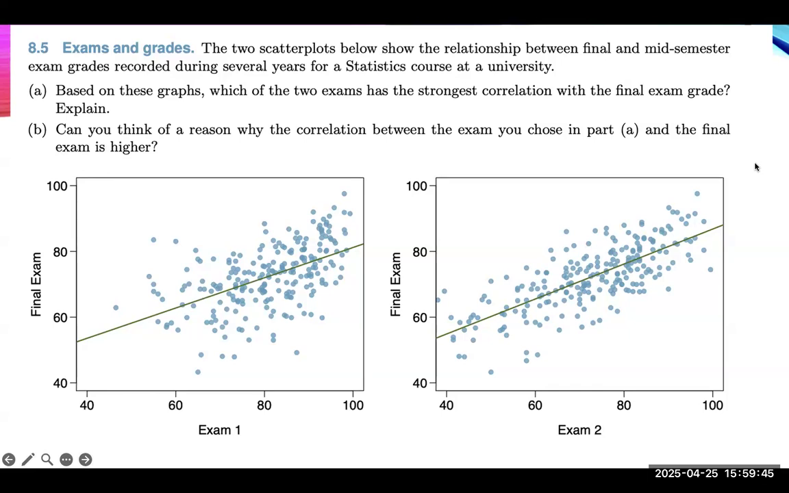The dots in the right scatter plot are closer together than in the left scatter plot. Can you think of a reason why the correlation between the exam you chose in Part A and the final exam is higher? Well, what I have found is usually during the first exam, students don't really know what to expect from the instructor. They're kind of new at the test-taking process for the particular course. And by exam 2, they have a better feel for what's going on in the course and how the instructor grades them. And that's why I think exam 2 would have a stronger correlation to the final exam than exam 1 would have.